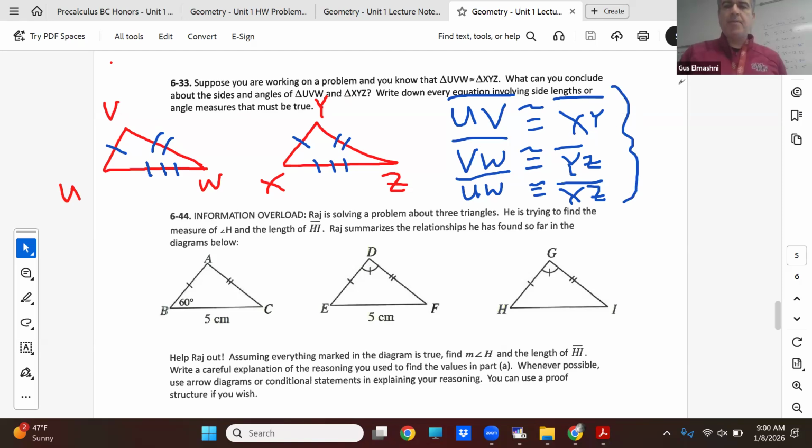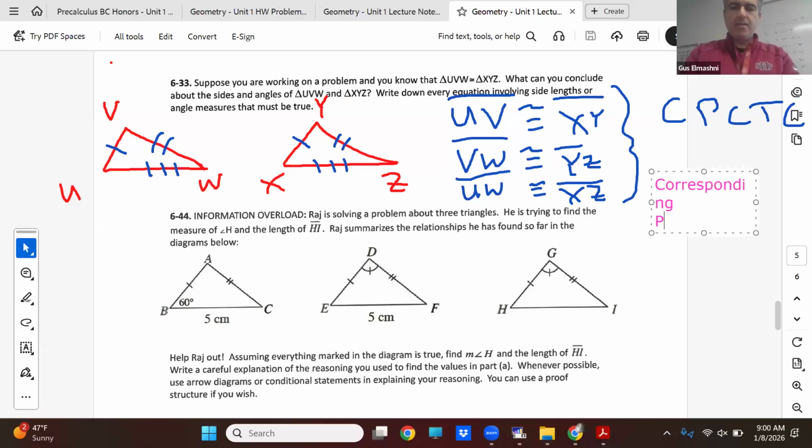So when you make this statement, this is something called CPCTC, which stands for, I'm going to write this in the text box: Corresponding parts of congruent triangles are congruent.